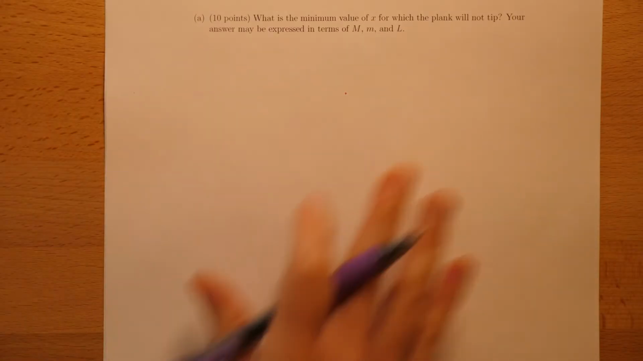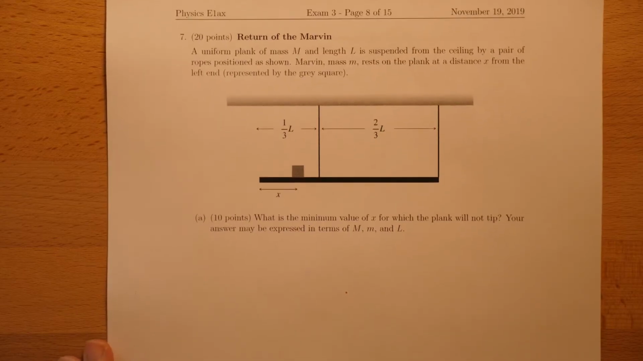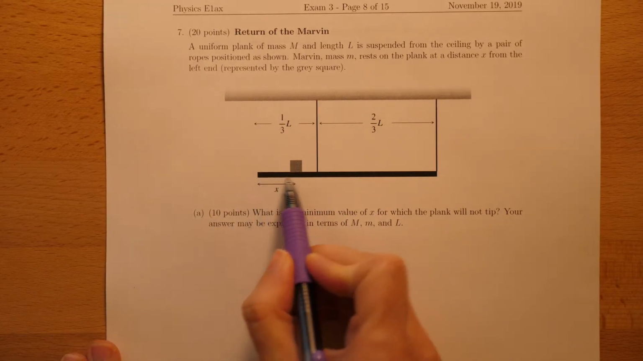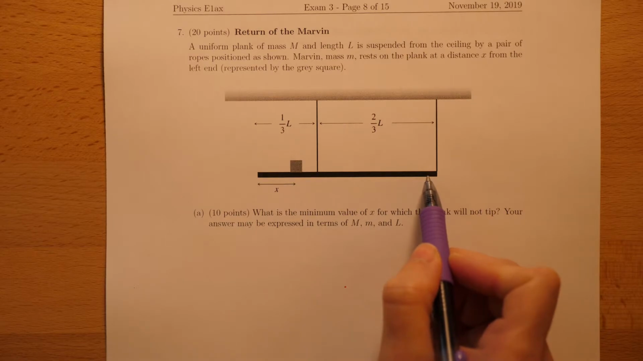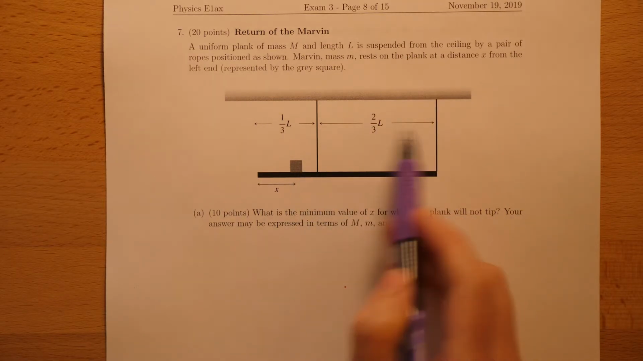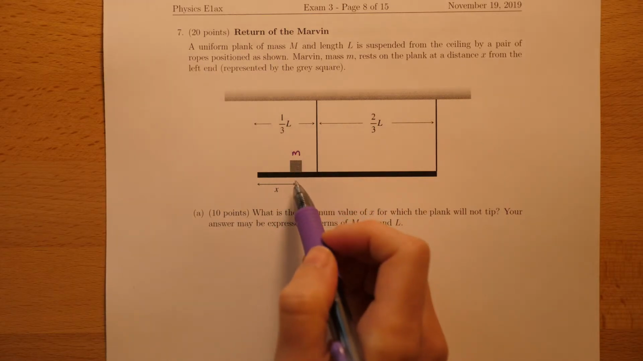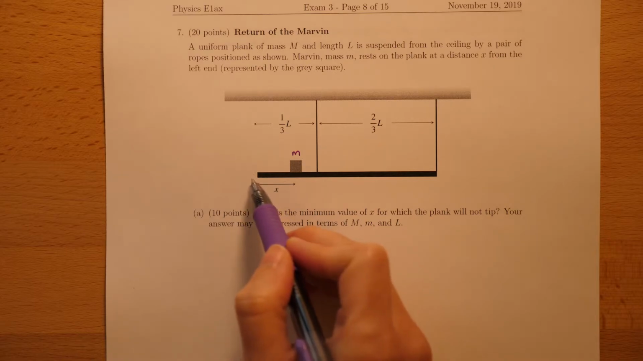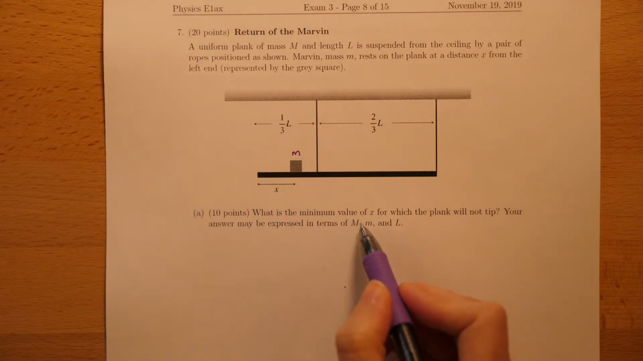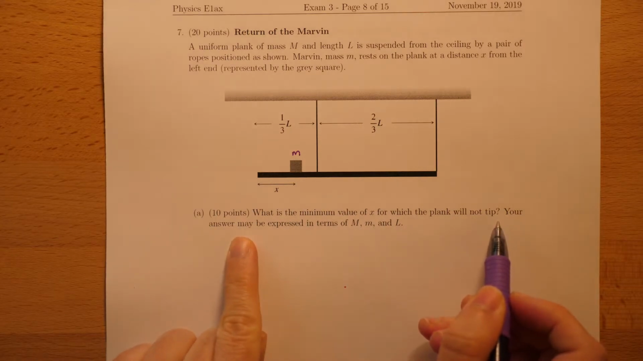Okay, so now for this nice torque problem. Here we have a uniform plank, mass m and length L, suspended from the ceiling by a pair of ropes. And then we have a little mass m on the plank, a distance x from the end. We want the minimum value of x for which the plank will not tip.